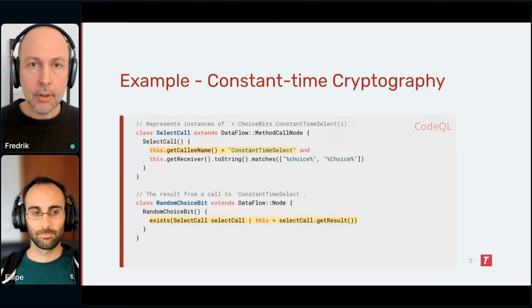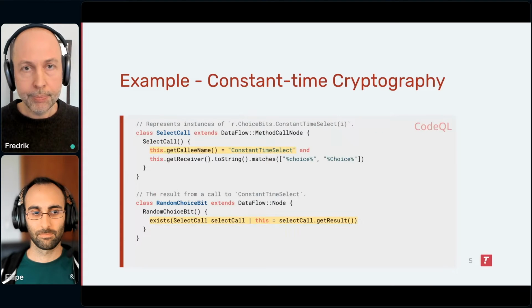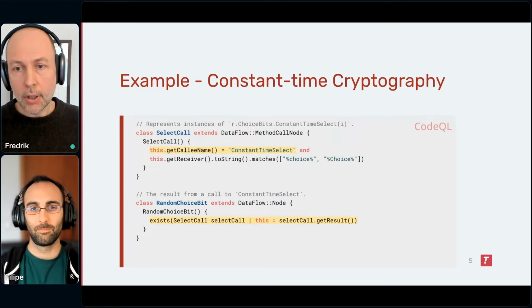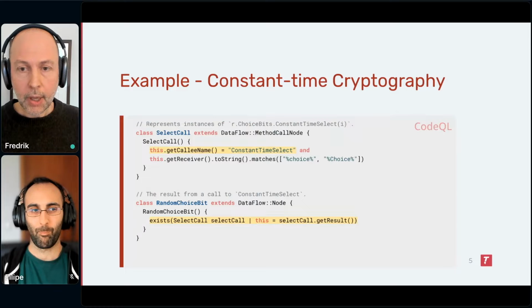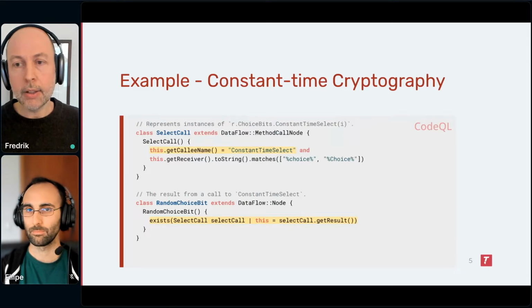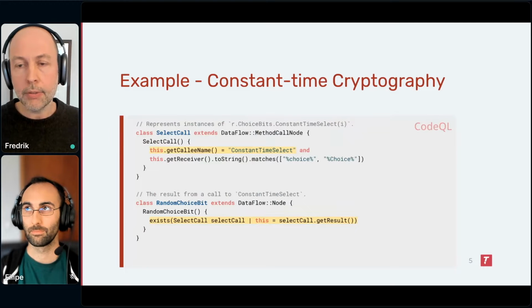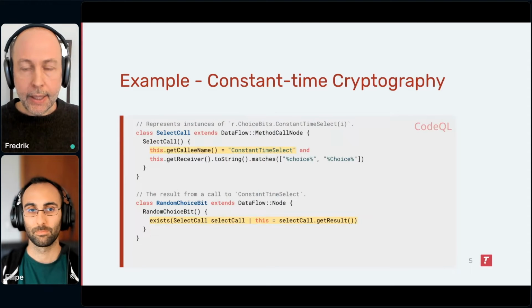So let's look at how we model that. To start, we want to define what it means to be a random choice bit that shouldn't end up in an array indexing operation. To define this, we define something called a select call in CodeQL. And this is a special case of a method call, right? So we see this is the top class that we define here. If you haven't seen CodeQL before, this kind of looks like Java, right?